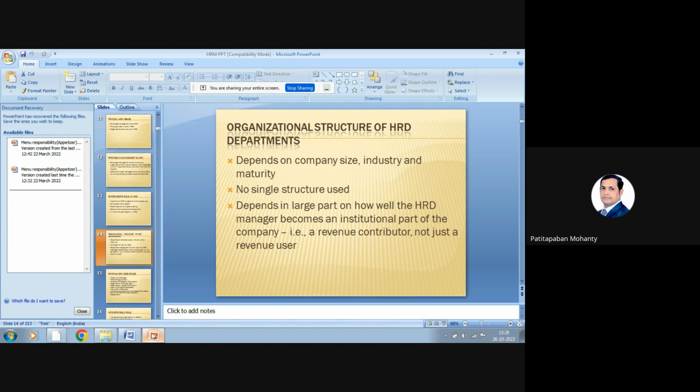If you look at the big companies or the big chain hotels, you have a vice president HRD or human resource, then a general manager human resource, then associate general manager human resource, then HR manager, then assistant human resource manager, then HR executive, then HR trainees or apprentices. So it depends upon the strength of your employees.